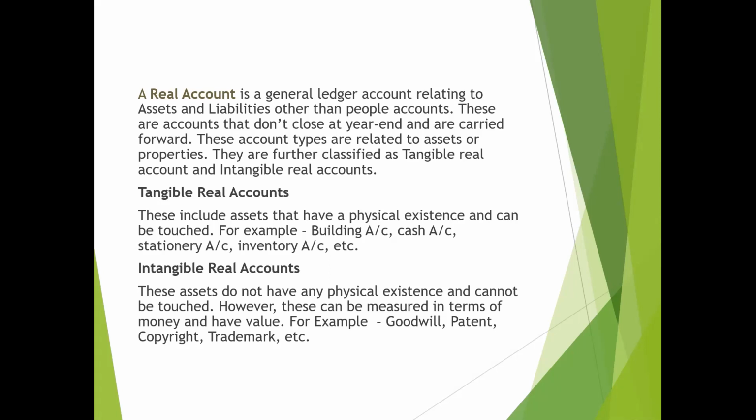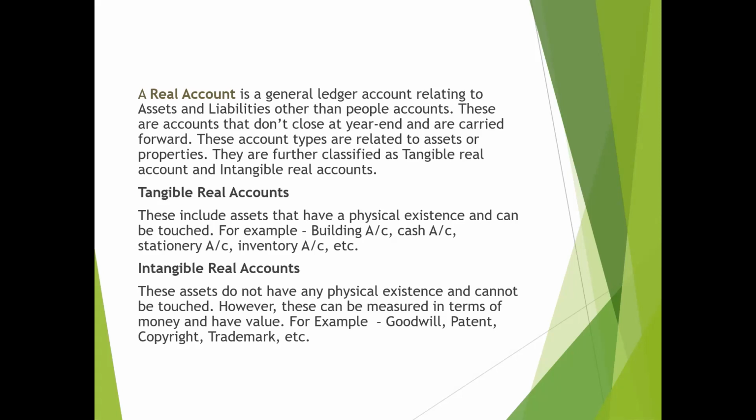First, what is the tangible real account? These include assets that have a physical existence and can be touched. For example, a building, cash account, furniture account, stationery account, inventory account. These are all examples of tangible accounts; they can be touched. The second one is the intangible real account. These assets do not have any physical existence and cannot be touched. However, they can be measured in terms of money and have value. For example, goodwill, patent rights, copyrights, trademarks, etc. These are all examples of intangible assets.